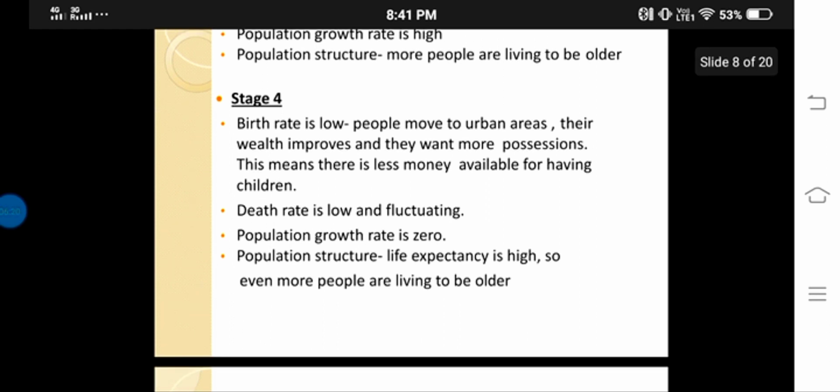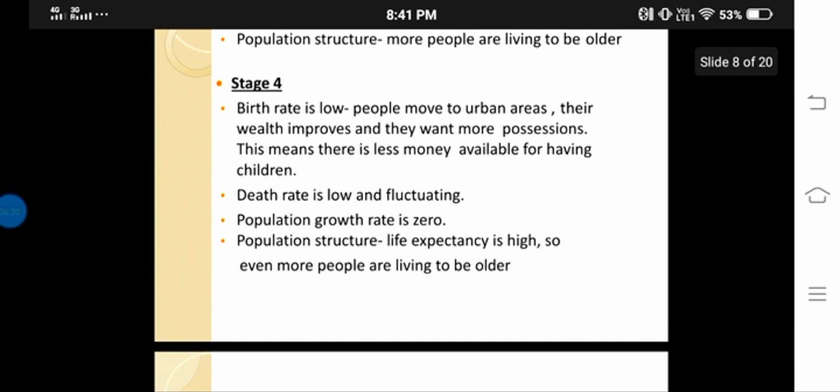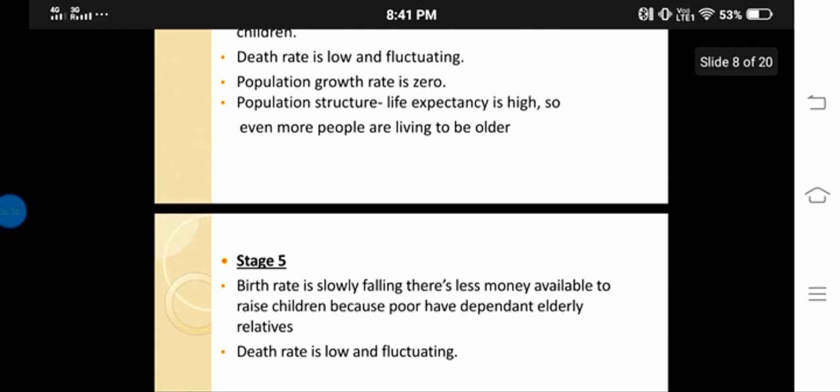Death rate is low and fluctuating. Population growth rate, it cannot be zero. They have written it zero. Please correct it. Population growth can never be zero. It can never be stagnant. Population structure क्या होता है, life expectancy high, so even more people are living to be older. But on the contrary, we can see that in India, demographic condition is very favorable to us because we have more population of young people.